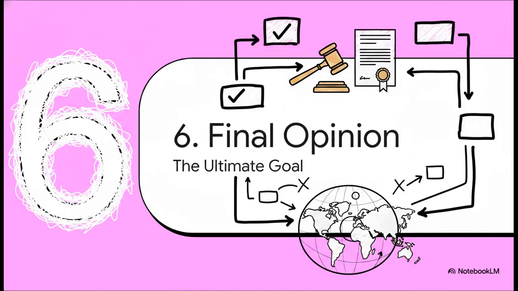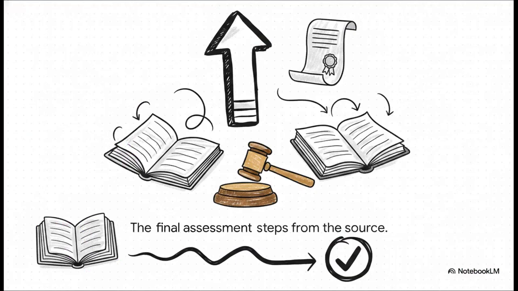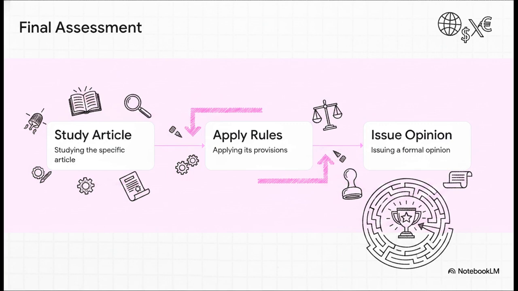Part 6. Issuing the final opinion. Okay, let's see how all of this builds toward the ultimate goal of the entire legal process. Once we've identified the correct distributive rules, we finally reach the culmination of our investigation. As we reach the end of our framework, the sequence is super clear. You study the specific article, you carefully apply its provisions to your unique case, and finally, you issue a formal opinion. This logically derived, legally sound opinion, that is the prize at the center of the maze. It's basically your definitive answer on how to proceed safely.